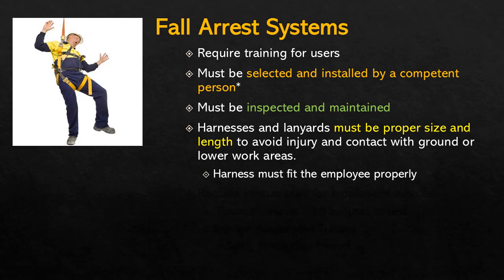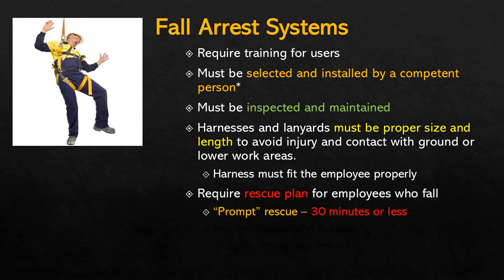Harnesses and lanyards must be the proper size and length to avoid injury, not just from contact with the ground, but also from lower work areas. If you have a harness and lanyard system that absorbs the shock, but the person still hits the ground before all the shock is absorbed, then that was not the right system. And the harness has to properly fit the employee, in order to make sure that the shock is absorbed correctly and distributed across the body in the correct manner. The harness has to be properly fitted.